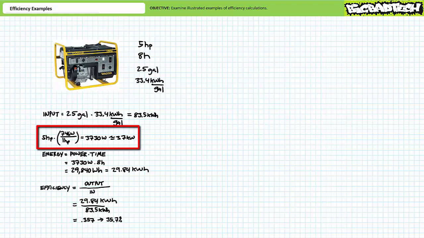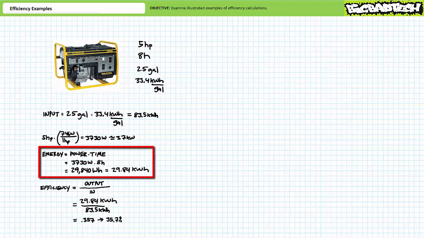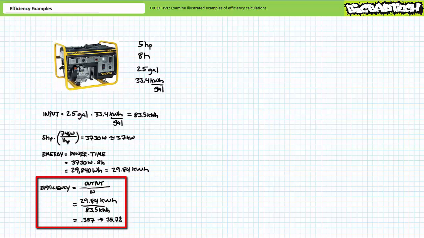If 1 horsepower is equivalent to 746 watts, 5 horsepower is equivalent to 5 times 746 watts, or 3,730 watts, or more appropriately, roughly 3.7 kilowatts. Energy is power times time. Roughly 3.7 kilowatts times 8 hours yields roughly 29.84 kilowatt hours of energy. Efficiency is output over input. 29.84 kilowatt hours over 83.5 kilowatt hours demonstrates the gasoline-powered generator is approximately 35.7% efficient.